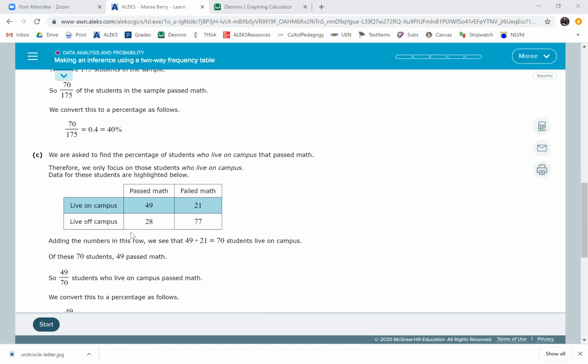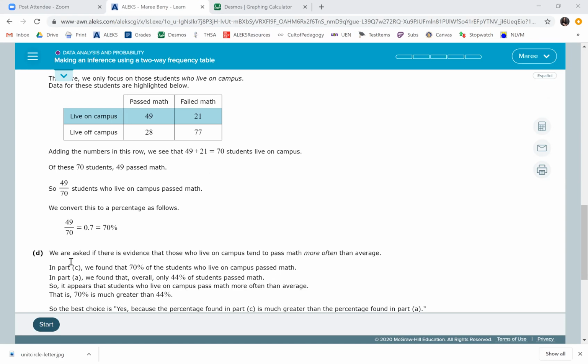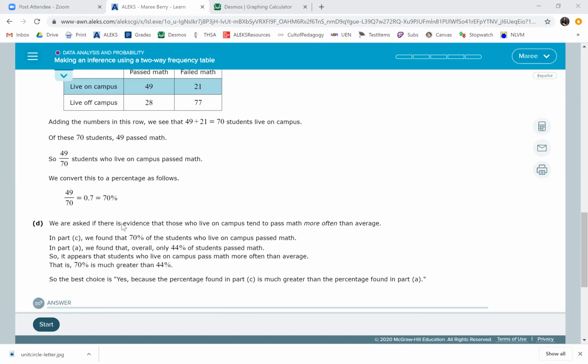The third one says we are asked to find the percentage of students who live on campus and passed math. So now our total is no longer 175. Our total is only those that live on campus, which was 70, and 49 of them passed math. So we want to write the fraction as 49/70ths and then change that to a percent by timesing by 100.